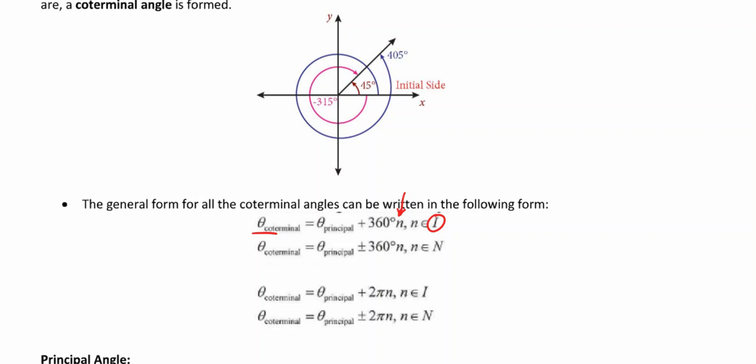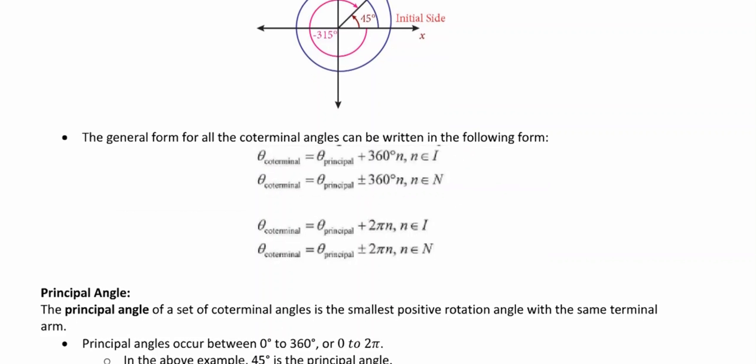So it can be written this way with n as a member of the integers, or it can be written this way, which is the same idea. Now instead of just plus, we're saying plus or minus 360 times n, where n is now just a natural number, so just the positive numbers, right? But the negative is being taken care of with this plus or minus 360. I want to show you both because both of those situations will show up in questions and you need to know what they mean.